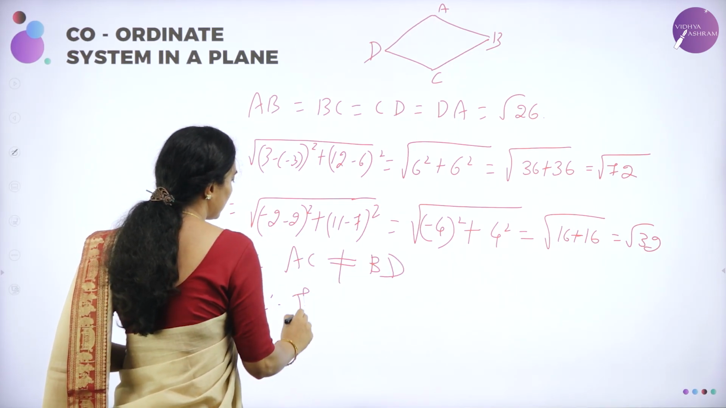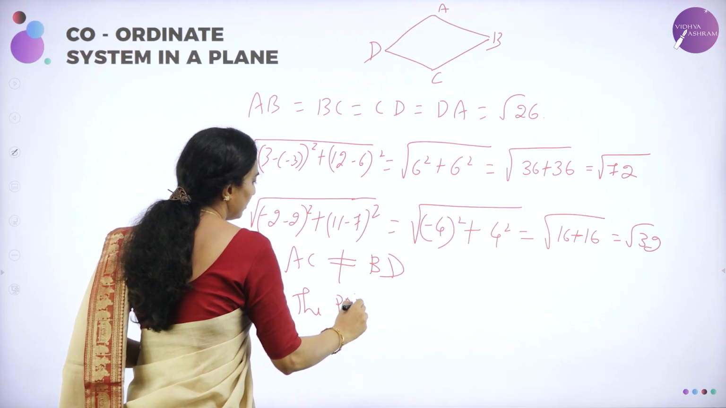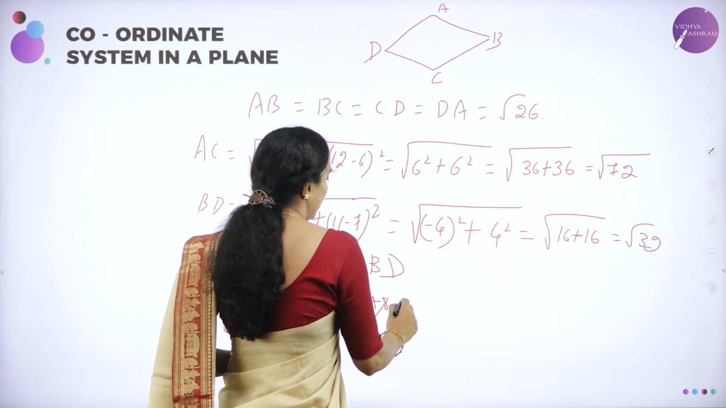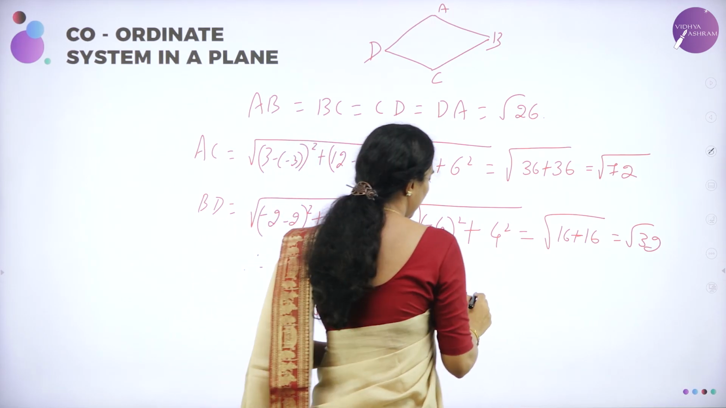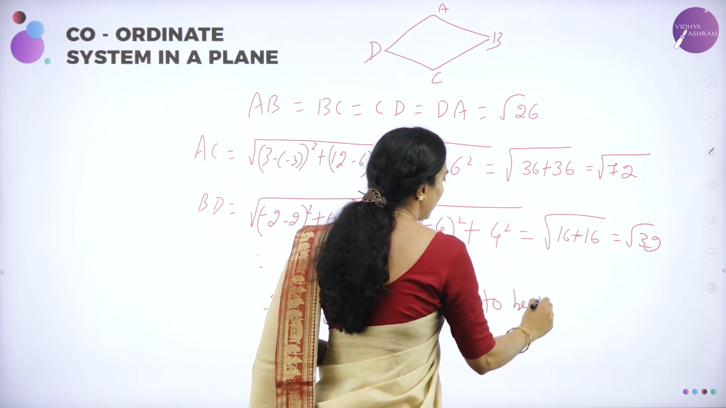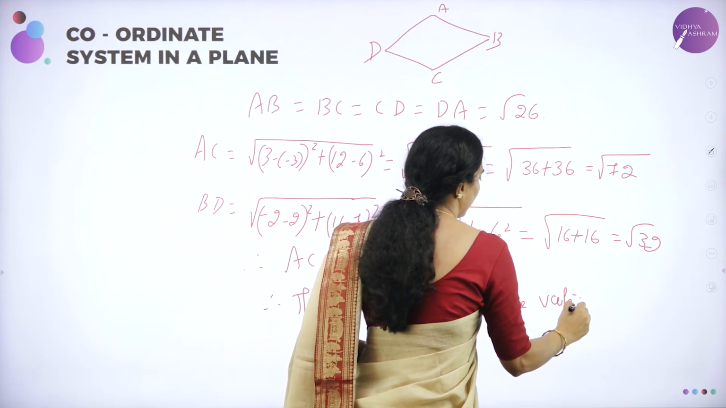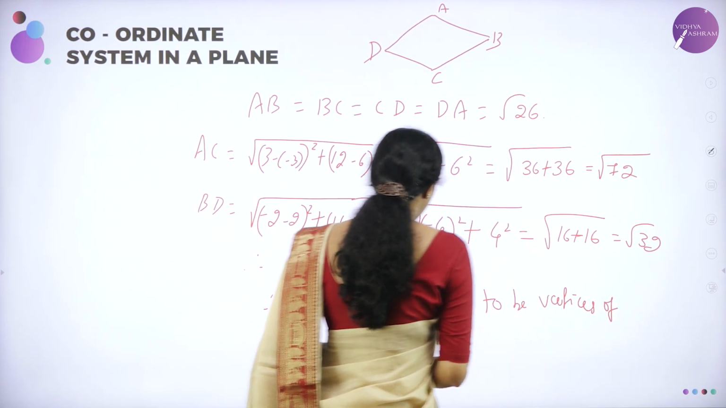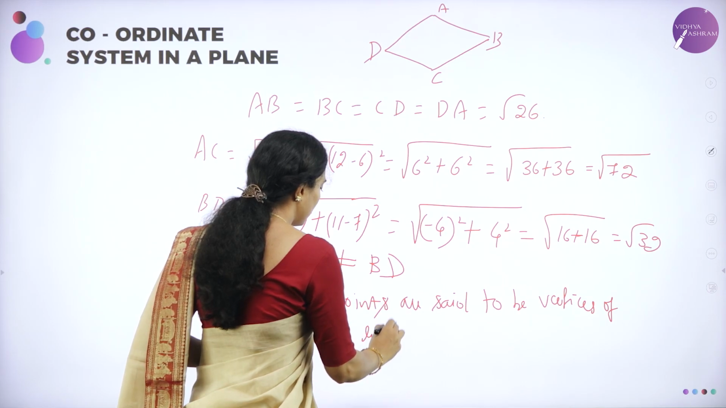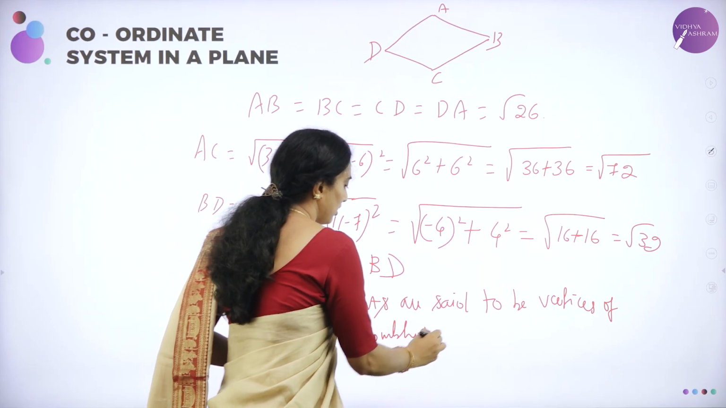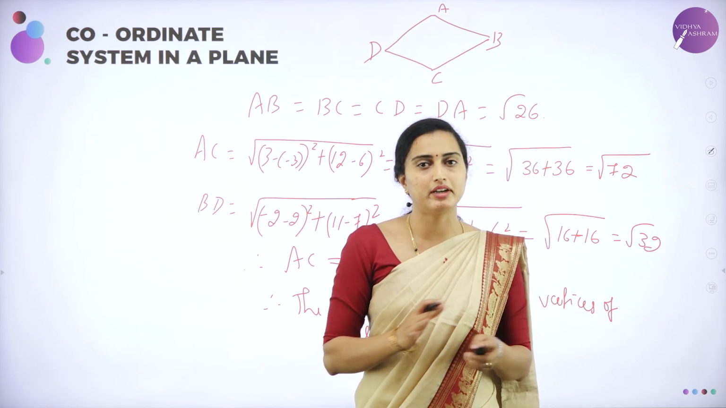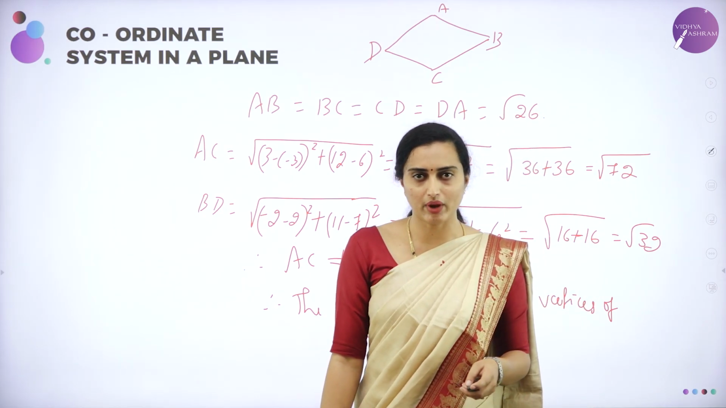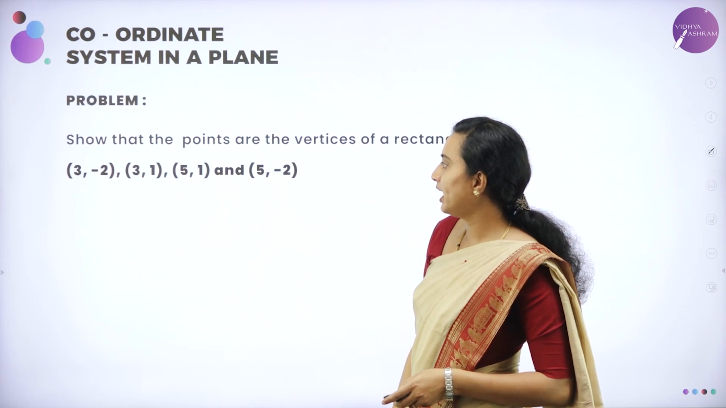Therefore, the points are said to be vertices of a rhombus. Any doubt in this? That's it. Proving that all the sides are equal but diagonals are not equal. Right? So we'll be moving on to the next problem.